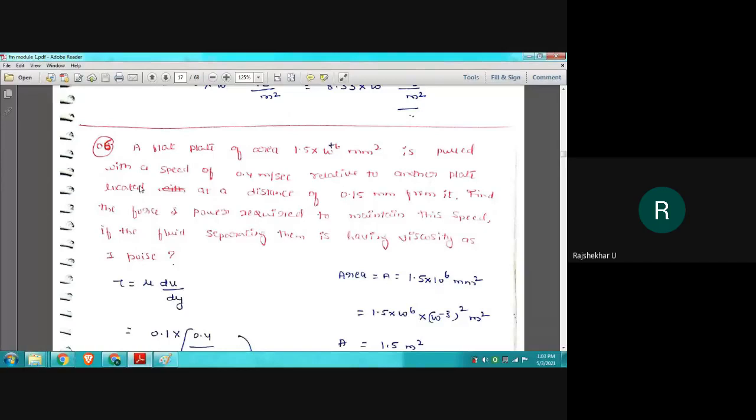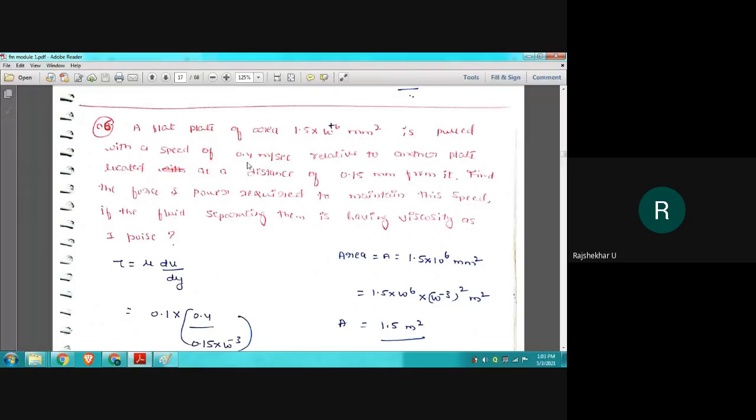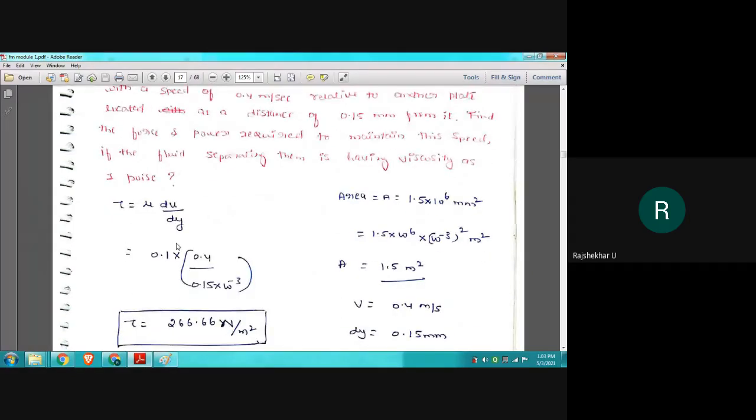So this is one more problem. A flat plate of area 1.5 into 10 power 6 mm square is pulled with a speed of 0.4 meter per second relative to another plate located at a distance of 0.15 from it. Find the force and power required to maintain this speed if the fluid separating them has a viscosity of 1 poise.